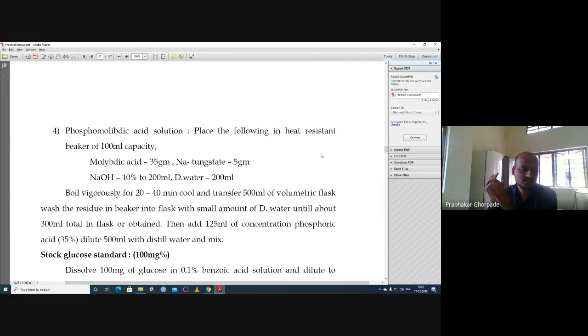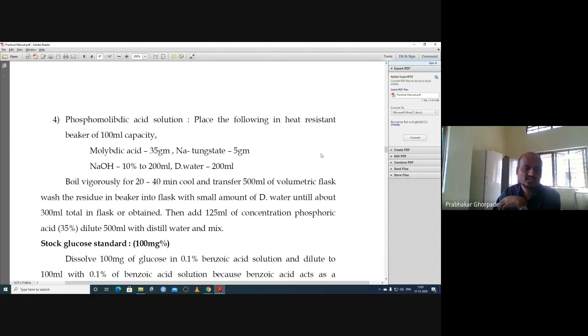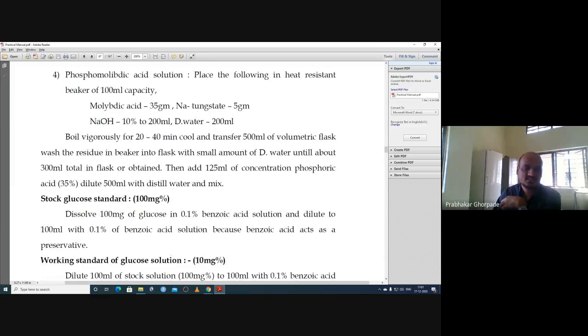Wash the residue in a beaker with a flask, with a small amount of distilled water, until 300 ml total is obtained in a flask. Then add 125 ml of concentrated phosphoric acid, that is 35%. Dilute to 500 ml with distilled water and mix.